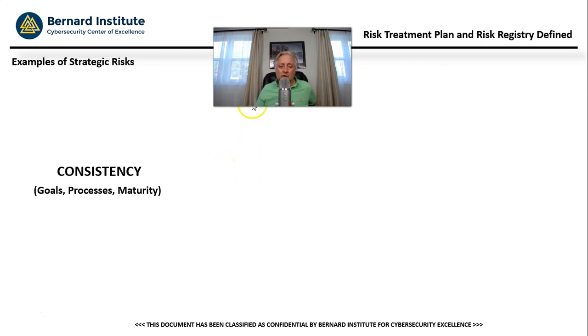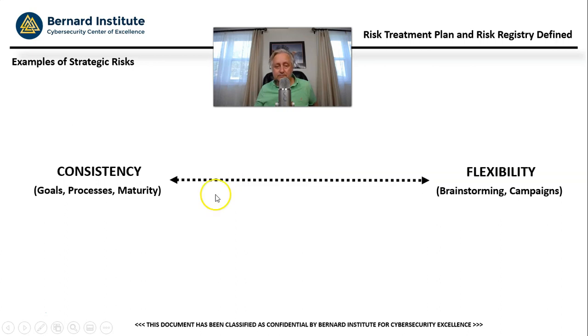So one of the things that they look at is consistency. They look at strategic goals and objectives, they look at the processes to get to those objectives, and they look at the maturity of the process. So they want to be consistent in their approach. And of course, at the opposite end of that is being flexible. It's one thing to be consistent, but you also want to be flexible. And when you're flexible, you're thinking of doing more brainstorming.